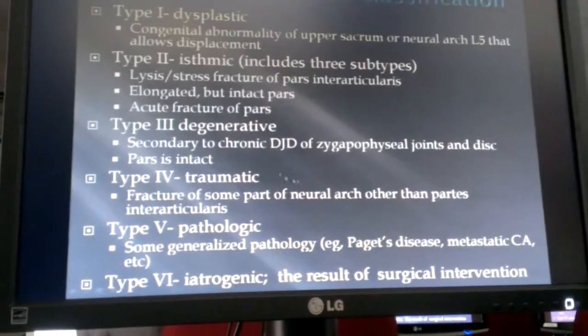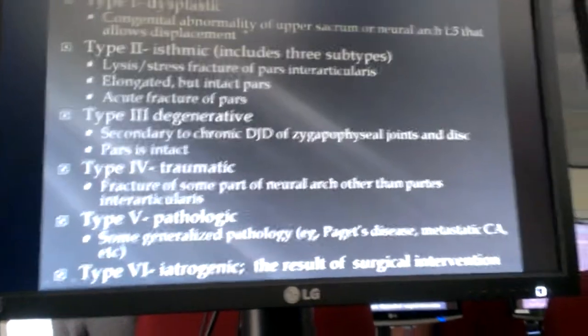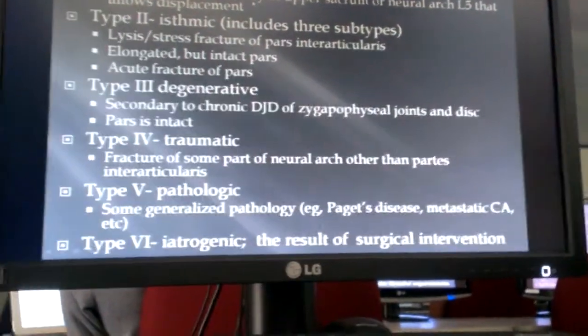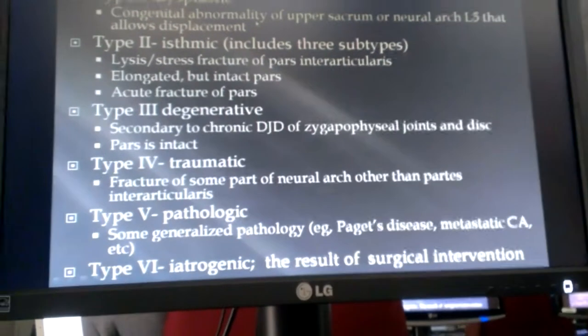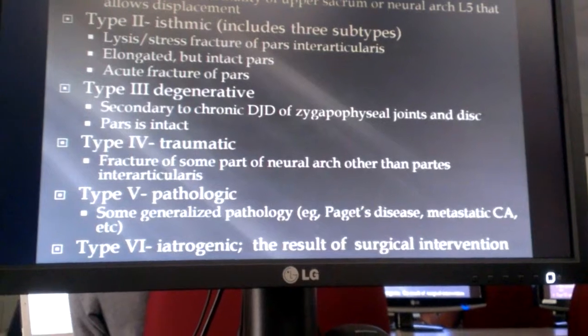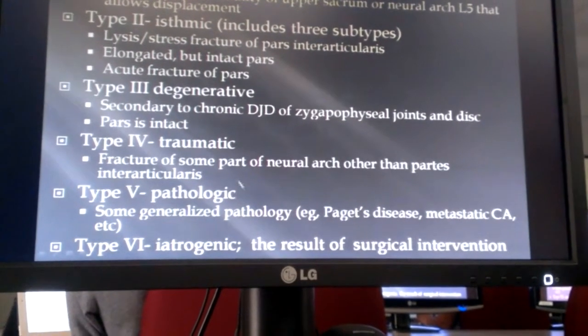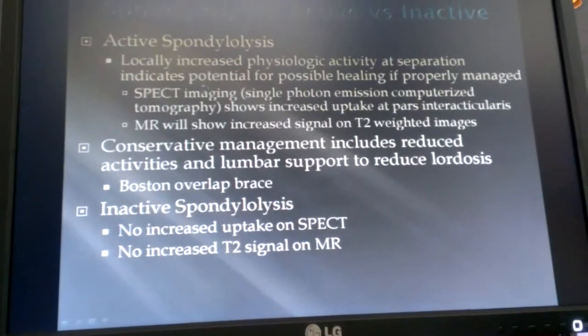A lot of the stuff, I don't get into all the different types and having categorized them like this: traumatic and degenerative and pathological and iatrogenic and so on, is more important than type 4, type 5, whatever.